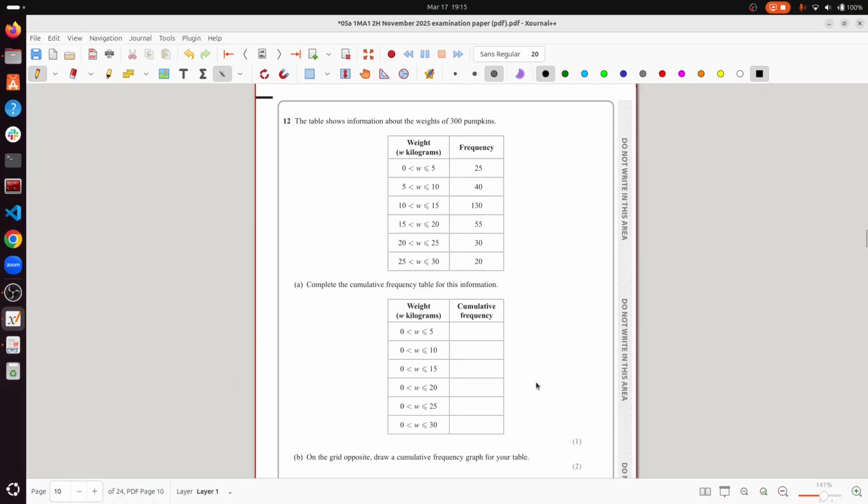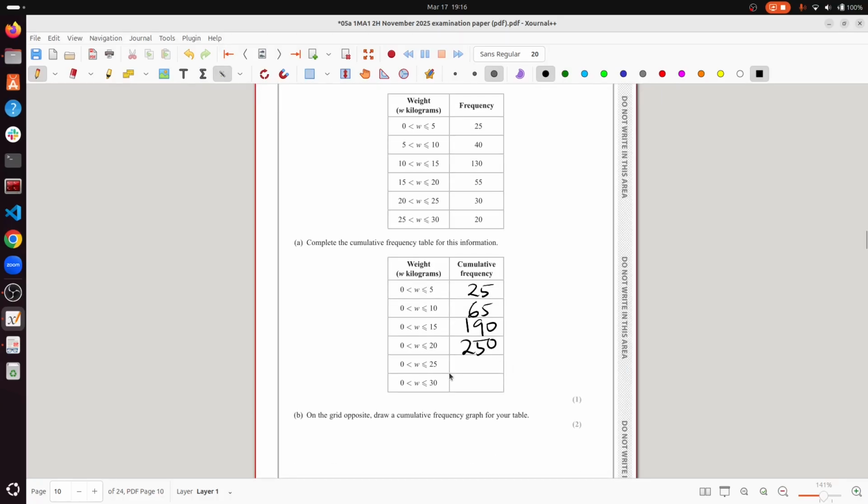Number 12. The table shows information about the weights of 300 pumpkins. Complete the cumulative frequency table for the information. From 0 to 5, we have 25. Between 0 and 10, we have 25 and 40, so that will give me 65. Between 0 and 15, we have 65 plus 130, and that is 190. And between 0 and 20, we need to add 55 onto that, and that gives me 250.